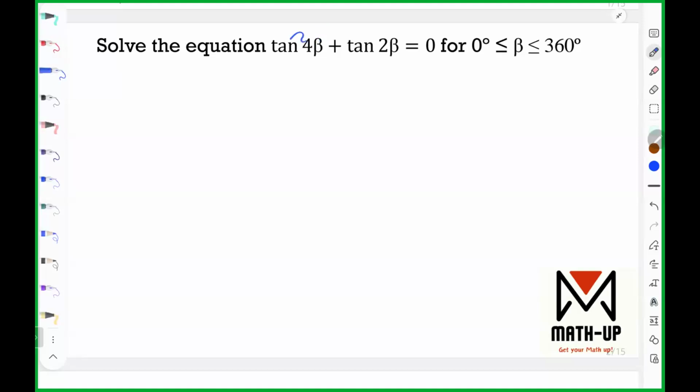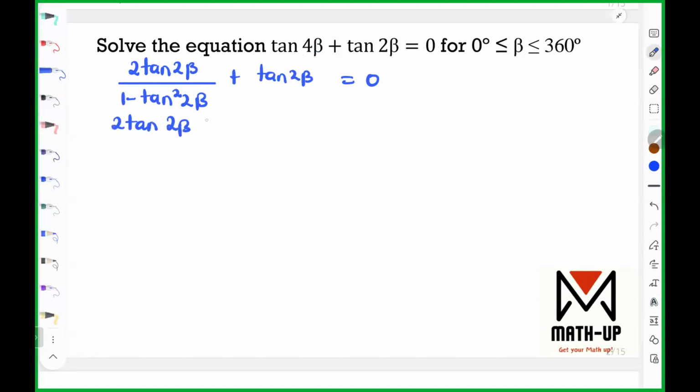So substituting for tan 4 beta, we shall have 2 tan 2 beta out of 1 minus tan squared 2 beta plus tan 2 beta is equal to 0. So I can multiply through by this denominator that I have here, the 1 minus tan squared 2 beta, and I'll have 2 tan 2 beta plus tan 2 beta times 1 minus tan squared 2 beta is equal to 0.